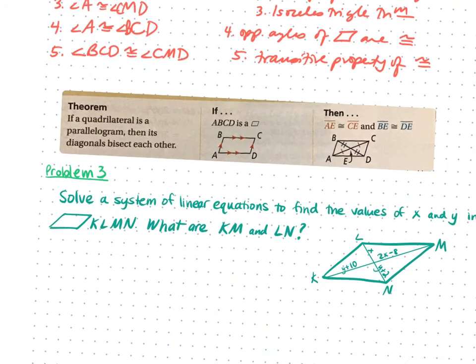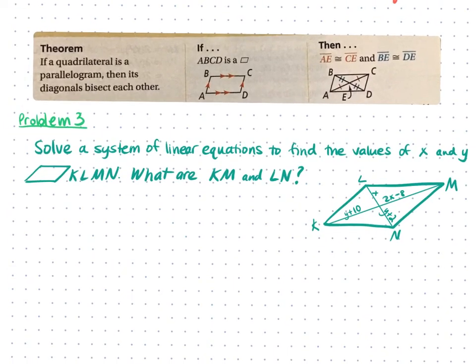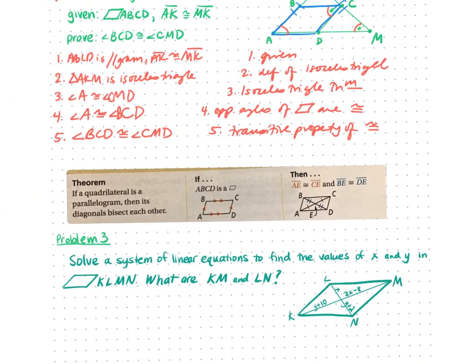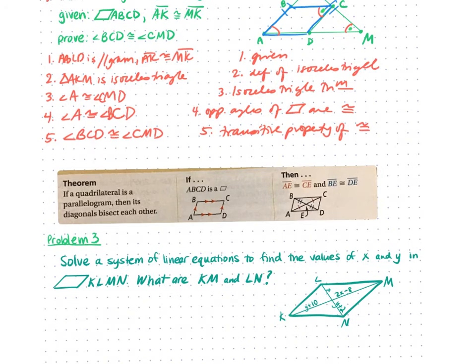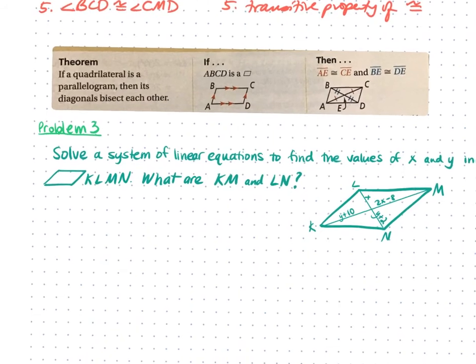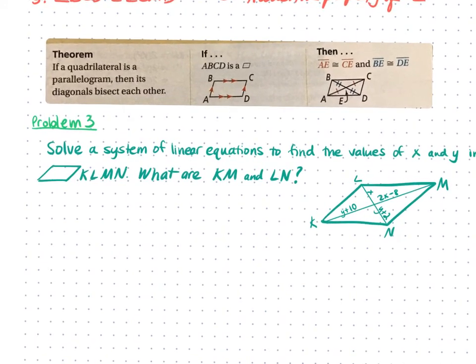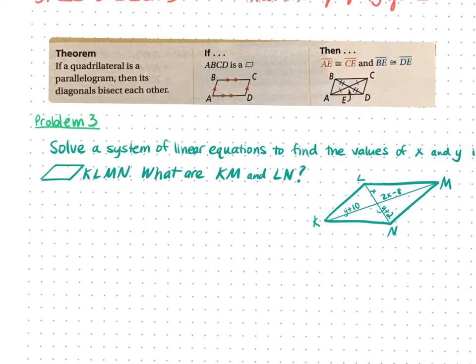All right, another theorem. Again, these theorems don't have names, so when you write them in proofs, you actually have to write the theorem, or you can abbreviate it. Opposite angles of a parallelogram are congruent. You just have to use a sentence to explain the theorem. Here's another one. If a quadrilateral is a parallelogram, then the diagonals bisect each other. So that's an exciting property of a parallelogram.